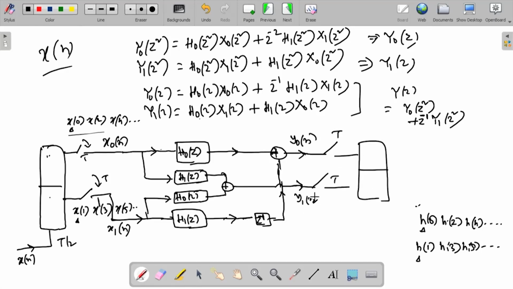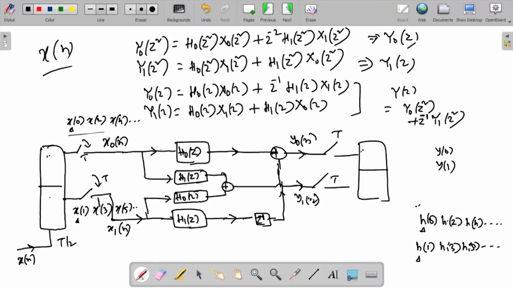So, in 1 T by 2, this y00, okay. What is y00? y00 is y0. What is y01? y10. y0 is y1, isn't it? y00 is nothing but y0. What is y10? It is y1.